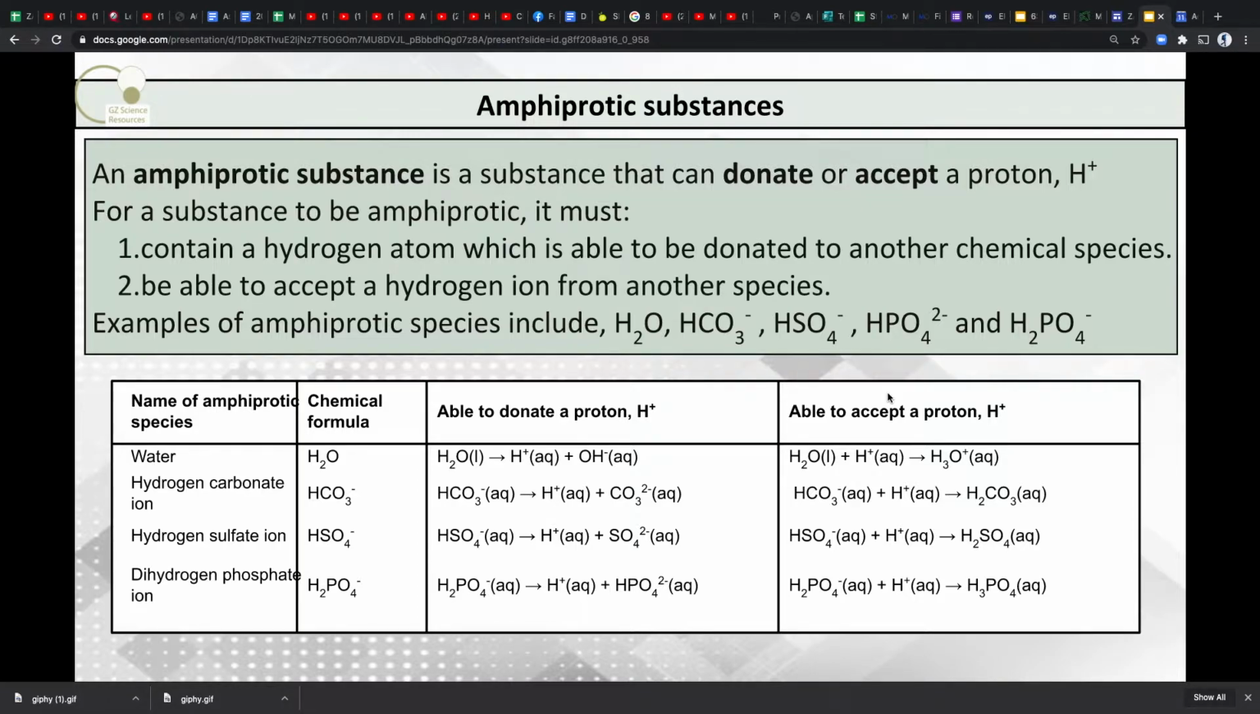We have the hydrogen sulfate ion, which can be plain old sulfate, SO4 2-, if it donates a hydrogen, or it could accept one more to form sulfuric acid, H2SO4. And we have dihydrogen phosphate. It can accept a proton to form phosphoric acid, or it can lose one as well. So anything with one hydrogen that can accept one more will often be able to lose that one, so that makes it amphiprotic.